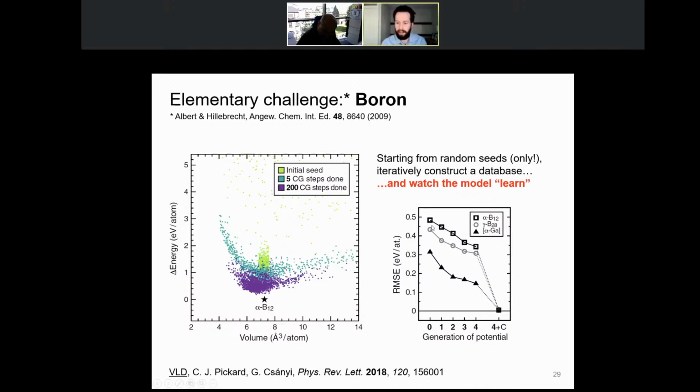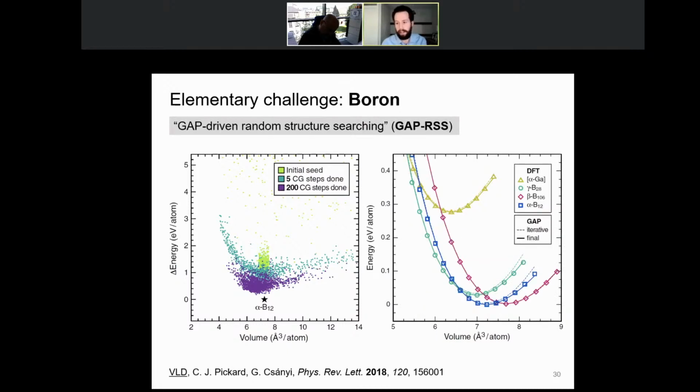After a couple of iterations, when we're satisfied that the potential can find things such as alpha boron, we're going to put them in the database. Of course, at that stage, the prediction error is going to be very, very low. But that allows us to then fit a potential which can describe, for example, all the different crystalline allotropes with high accuracy. In analogy to the AIRSS technique that has been around for a very long time and very successfully used, I'm calling this GAP-driven random structure searching, so GAP-RSS, and all the work that follows is based on that initial proof of concept from 2018.